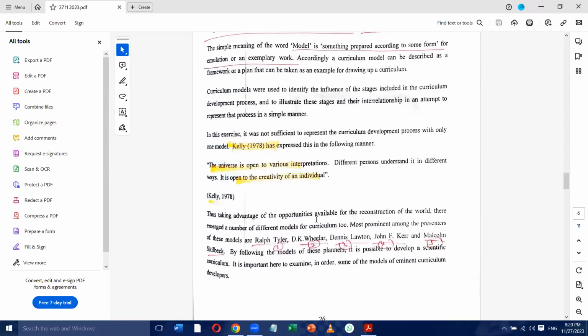Thus, taking advantage of the opportunities available for the reconstruction of the world, there emerged a number of different models for curriculum too, right? Because different scholars, as said by Kelly now, the world is open to various interpretations. So different scholars put forward their interpretations according to the data or the information they received, that depends on the era they lived in and the territory, the area, the region or the country they lived in. That differs.